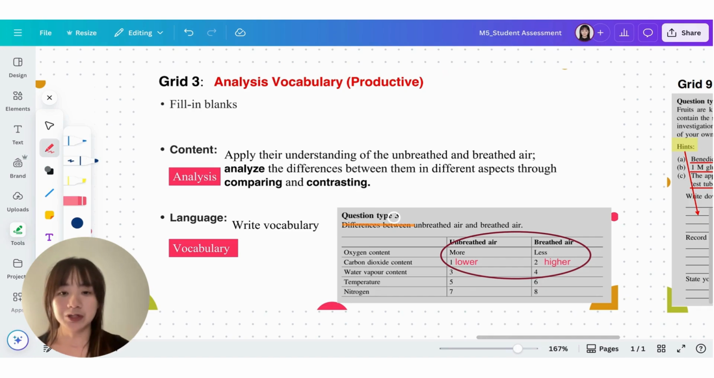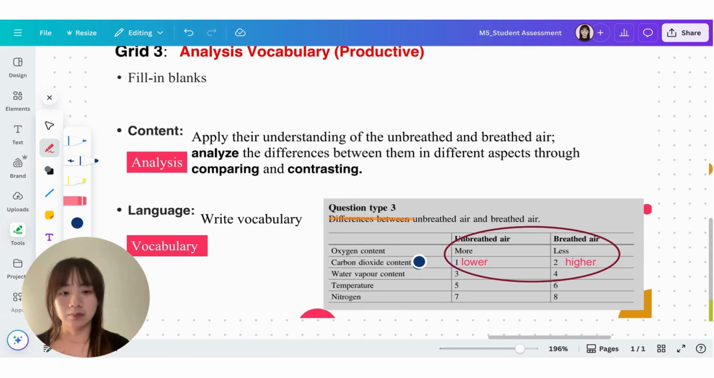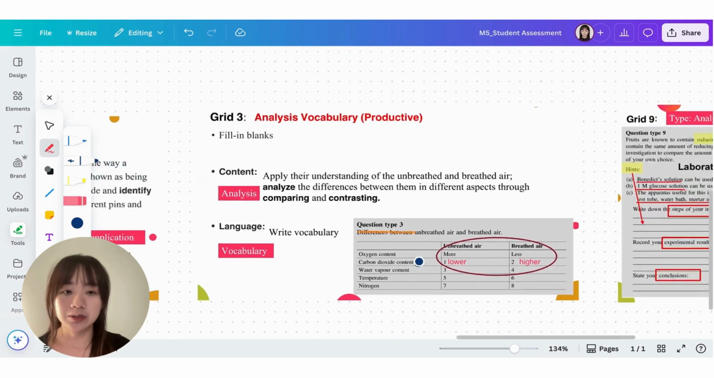And third, analyzing the vocabulary level, which is the third cell. It means students need to analyze the word, figure out whether they are at a lower level or a higher level, and in this process they need to combine all the information and reach a conclusion, which is actually analyzing the knowledge. So this part is not just about remembering, it also needs students to apply their analysis skills.